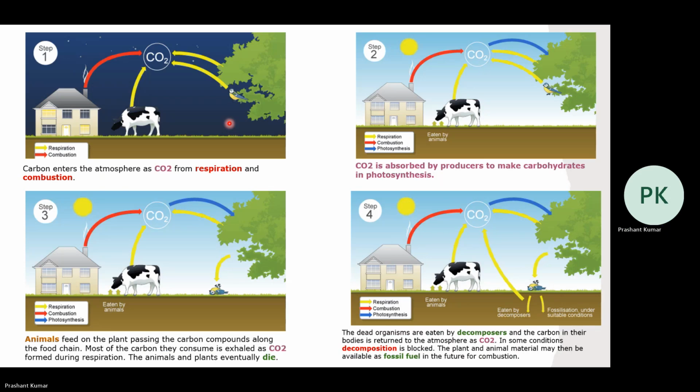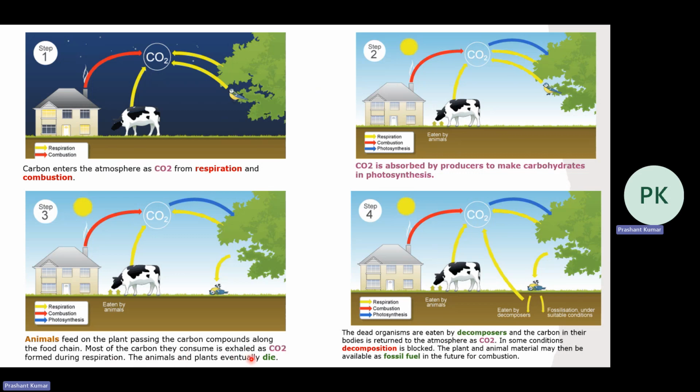right? So carbon enters the atmosphere as CO2 from respiration, right? And combustion. CO2 is absorbed by the producers to make carbohydrate, right? In the process of photosynthesis. And number three, animals feed on the plants and pass on the carbon molecules to the next food chain. So most of the carbon they consume is exhaled as CO2 during respiration.